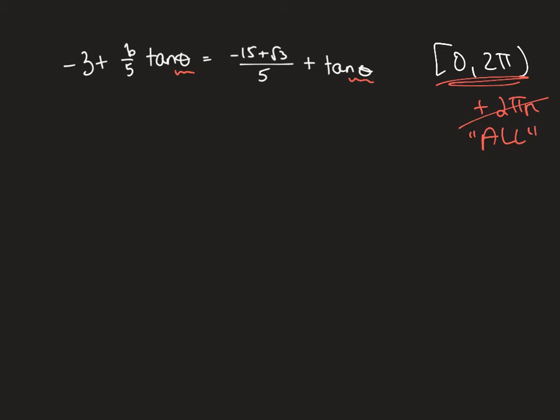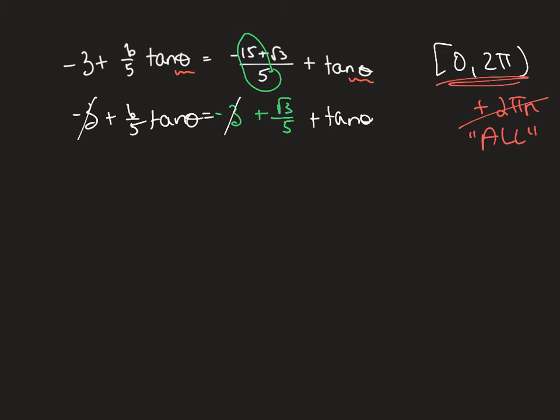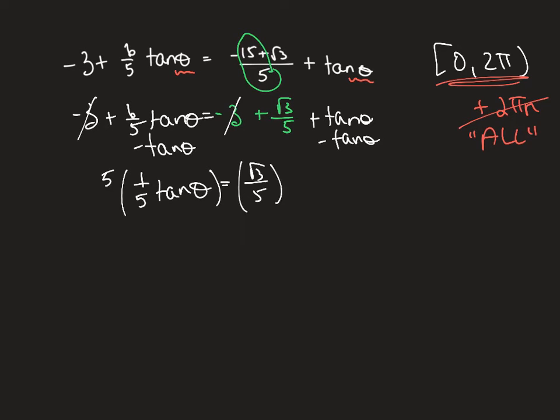The very first thing that we are going to do is look at this lovely fraction. Hey, that is -3 plus radical 3 over 5, right? Because I can write that as two fractions. And so this is -3 plus 6 over 5 tangent of theta equals -3 plus radical 3 over 5 plus tangent of theta. All right, so you're going to add 3 to both sides, and that's going to go away. And I'm going to subtract tangent theta from both sides as well. And so I will get 1/5 tangent theta equals radical 3 over 5.